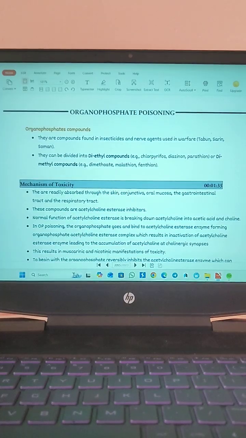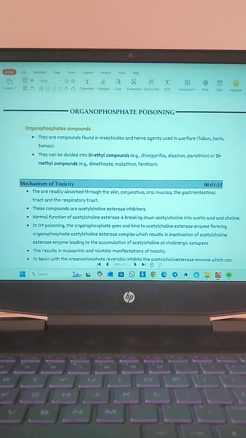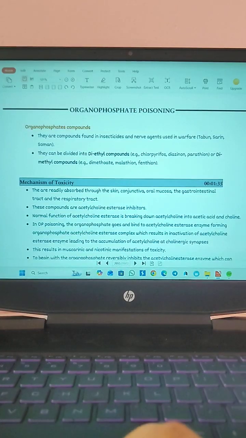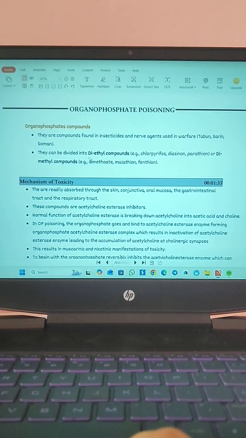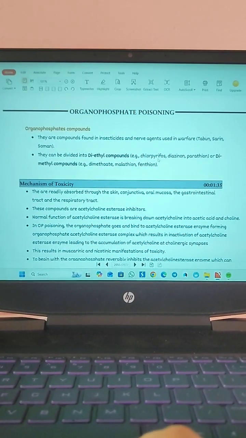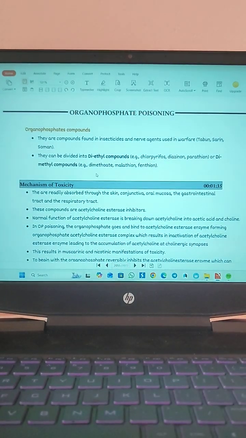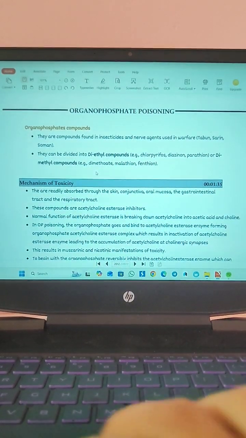Next, these can be divided into diethyl compounds and dimethyl compounds. So what are the diethyl compounds? The diethyl compounds are chlorpyrifos, diazinon and parathion, and the dimethyl compounds are dimethoate, malathion and fenthion.